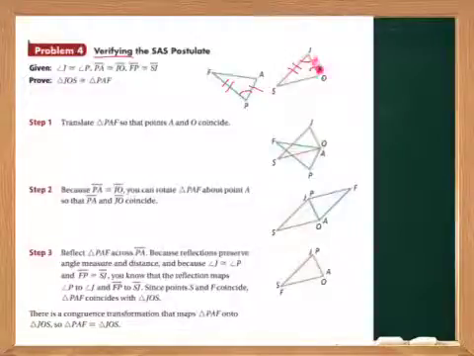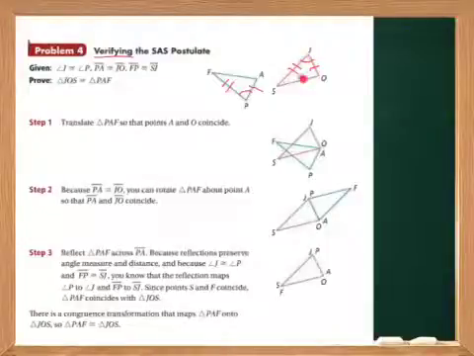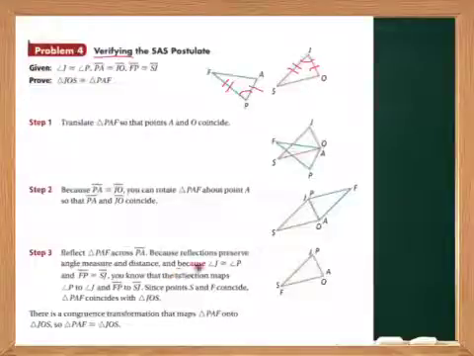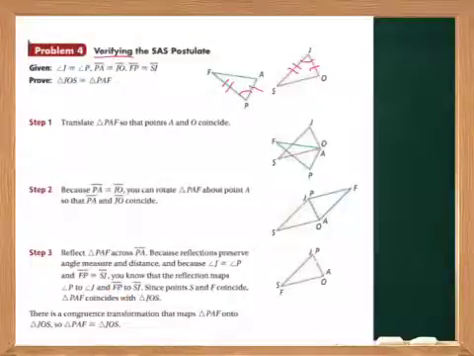Once they're lined up, because it would be rotated and facing in the other direction, this would be PA right on top of JO, and we would reflect it across that so that angle J and angle P are overlapping. Since they're congruent and these two segments are congruent, we know that the reflection maps angle P to angle J and side FP to side SJ. Therefore, they will perfectly coincide, so there's a congruence transformation that maps triangle PAF onto triangle JOS.